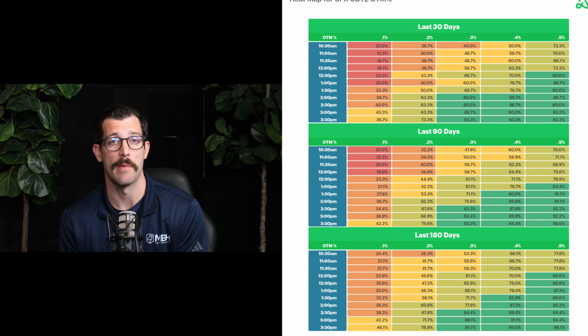Here's where most people mess up. They code something wrong and get unrealistic results. So I look at the equity curve very closely. If it's a rocket ship with no drawdowns, something's wrong. Markets don't work that way.